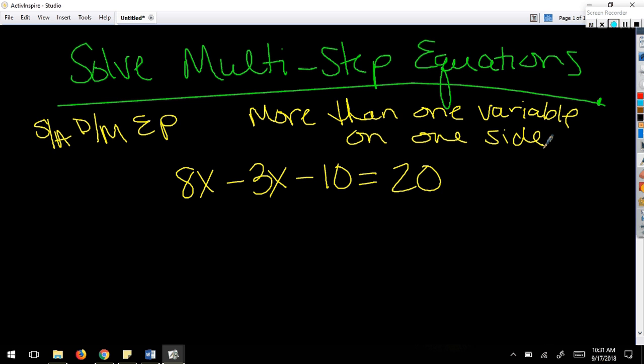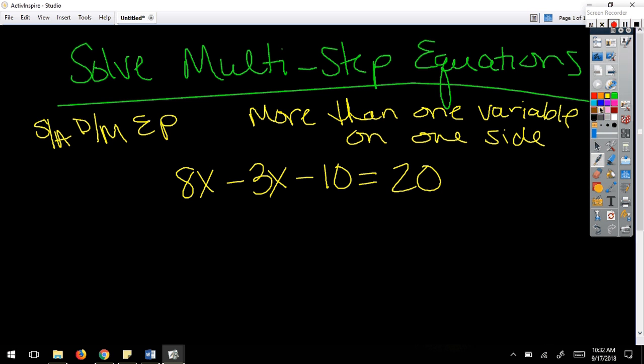All right, stay focused, guys. When I say more than one variable, I mean the same variable, but I've got two of them on the left side here. So as I look at this, what do I need to do first? Because before I SAD MAP, I need to do something first. You need to combine the right. I need to combine my like terms.